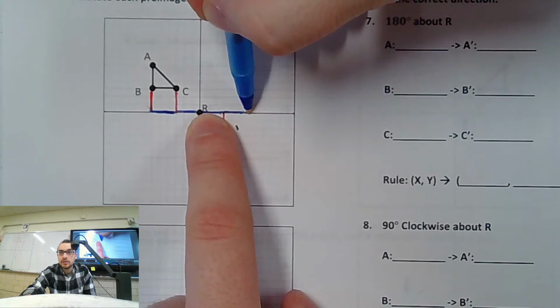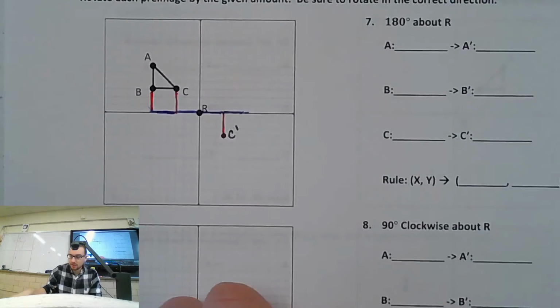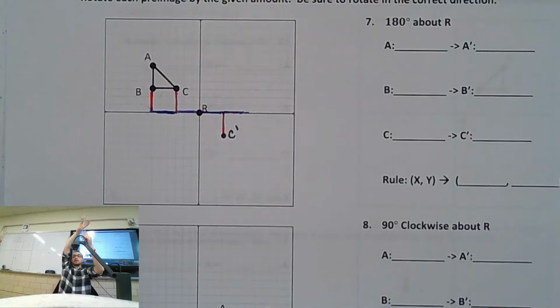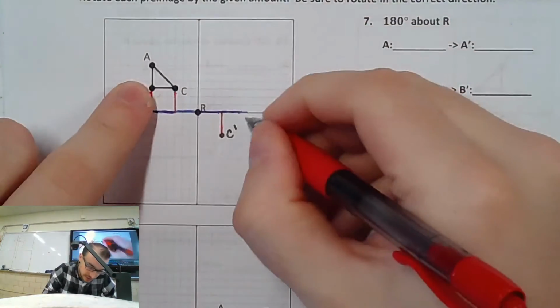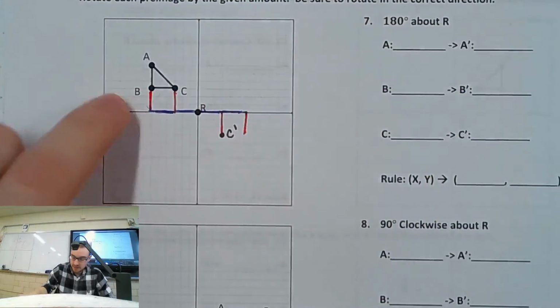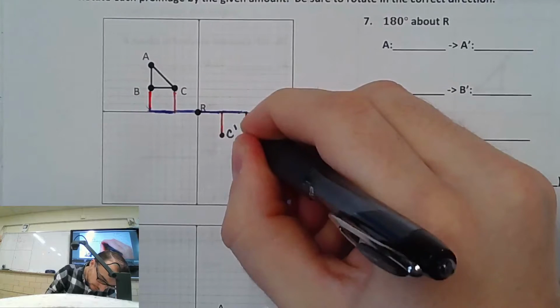Chloe, how do you feel? All right. Now look at the red line. It's pointing up. Up 180 degrees is going to point it down. So it's 3 down, attached to the end of that blue line. So there's B prime.